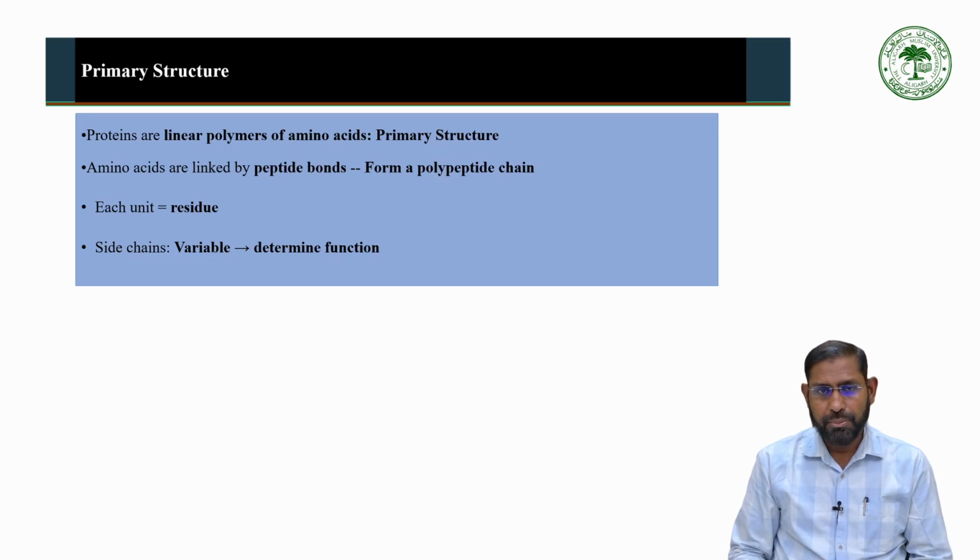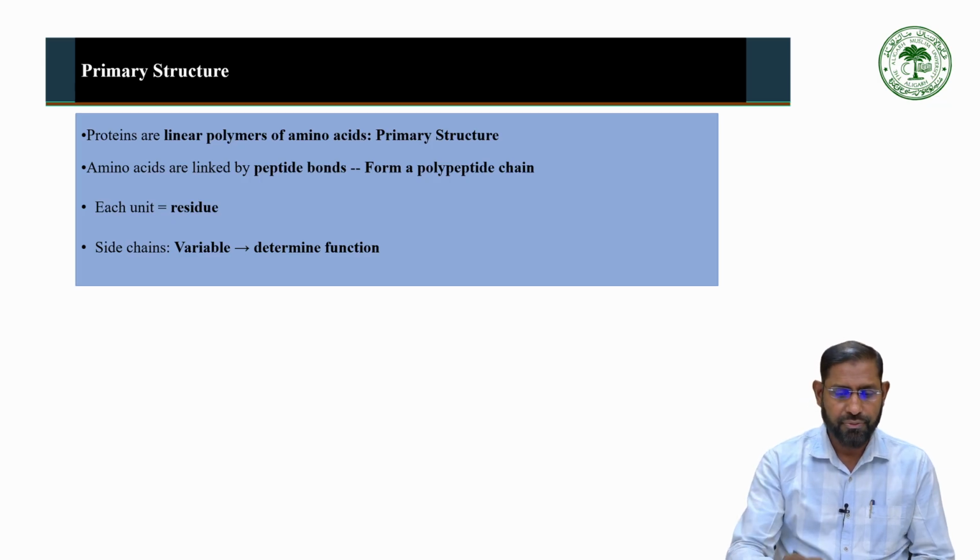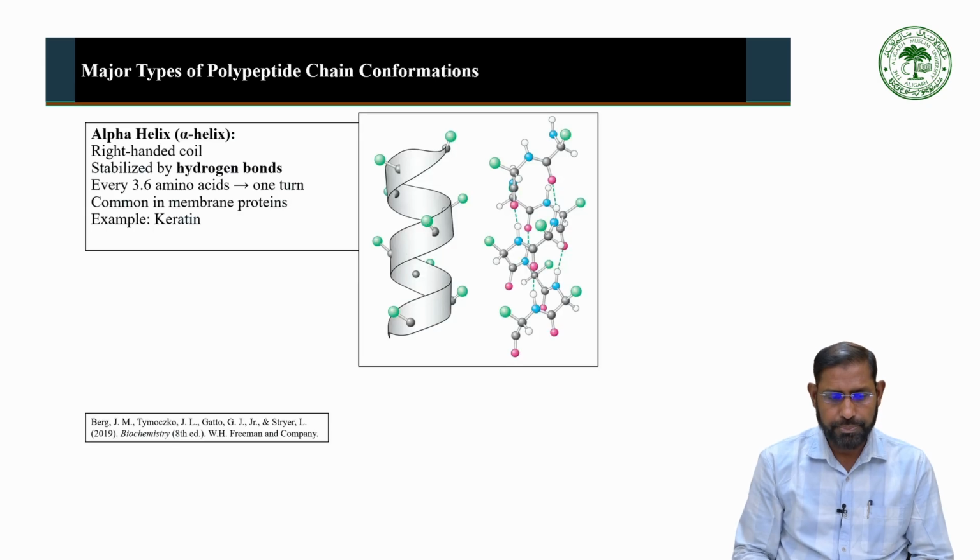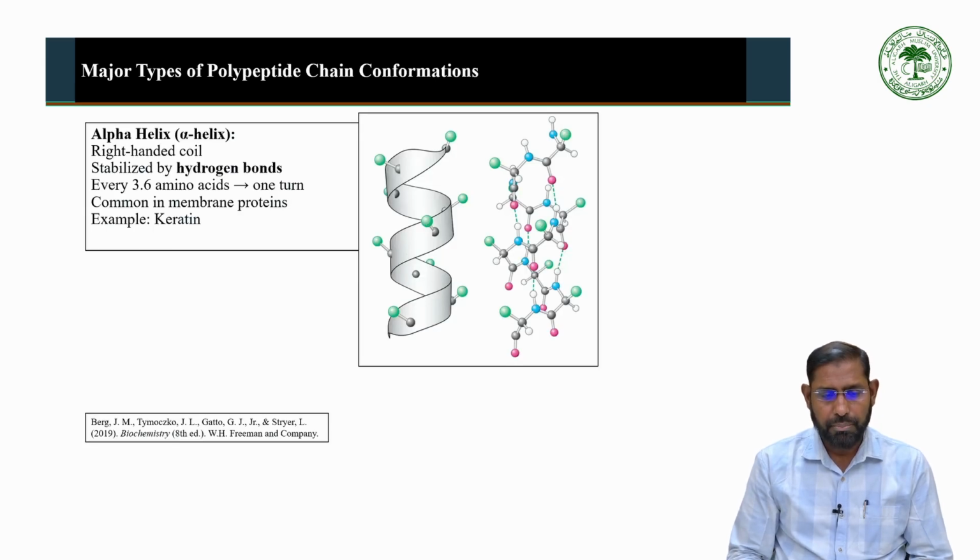Proteins are linear polymers of amino acids as a primary structure, and amino acids linked with peptide bonds form polypeptide chains. Each unit is called a residue, and the side chain is variable and determines the function. Major types of polypeptide chain conformations.